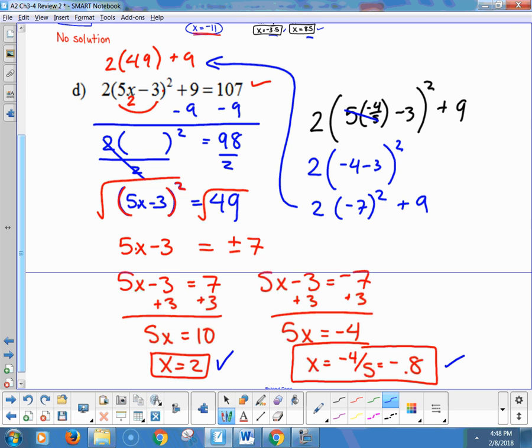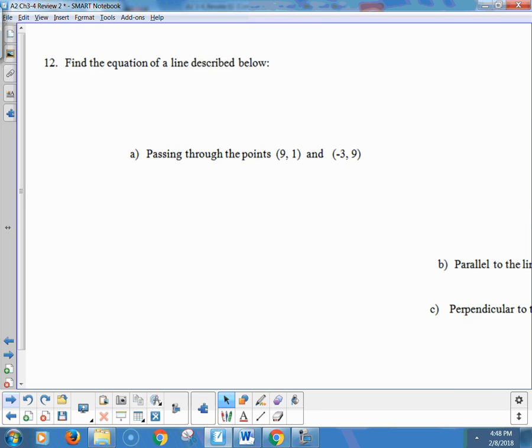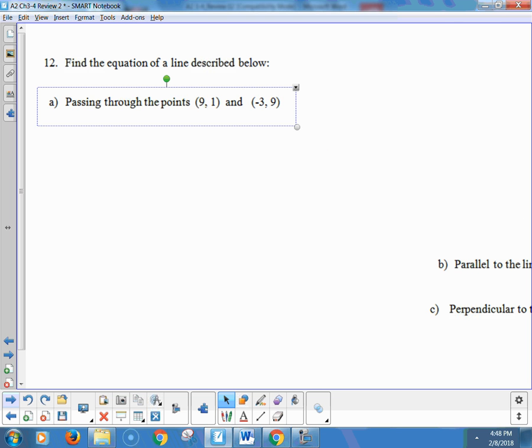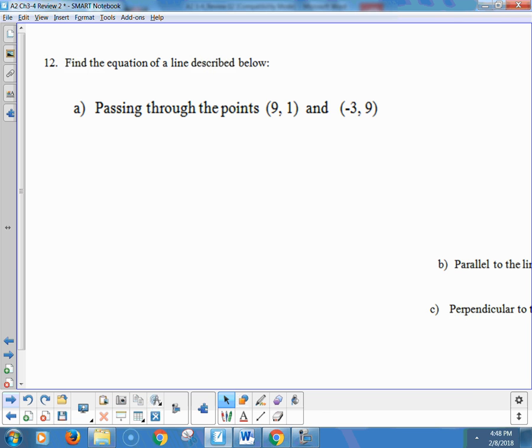They're good. Let's move on to number 12, finding equations of lines. Lots of ways to find an equation of lines. I'm going to start by finding the slope. Let's see, my slope is the change in y's over change in x's, or the rise over run.